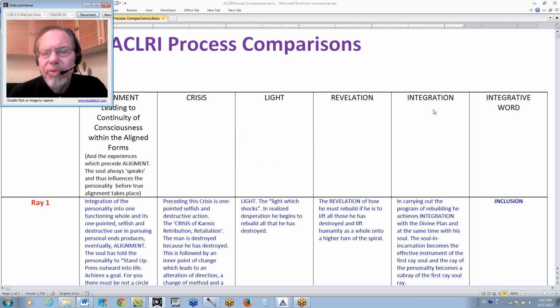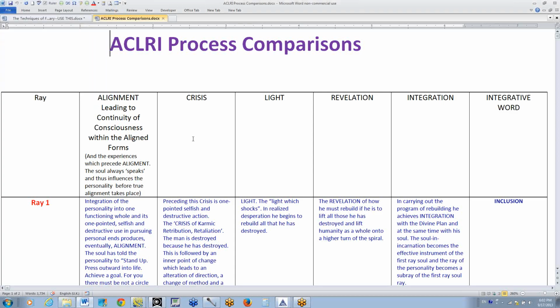But at the same time, we find that the climactic phases of the technique of integration and those of the technique of fusion are similar in some ways, because we have the fusion of the soul and personality rays, and the personality ray becoming a subray of the soul.